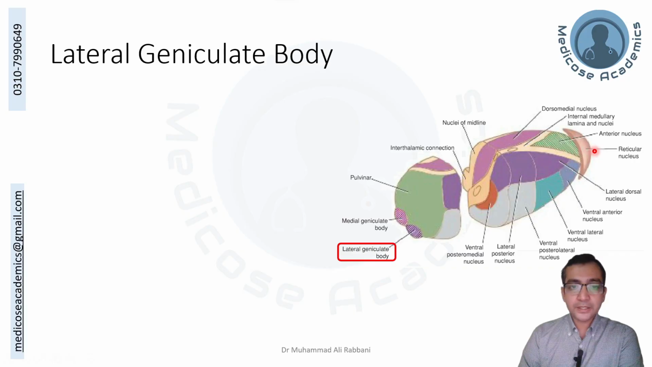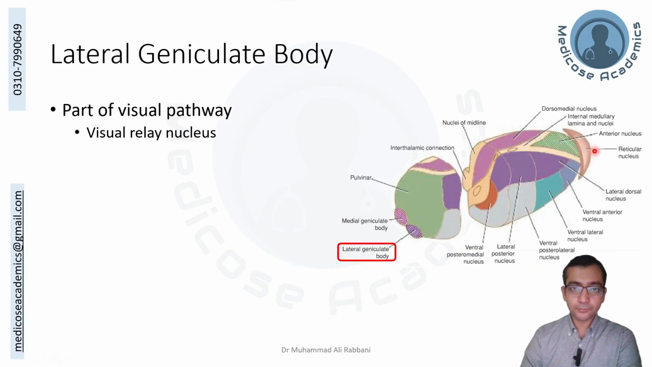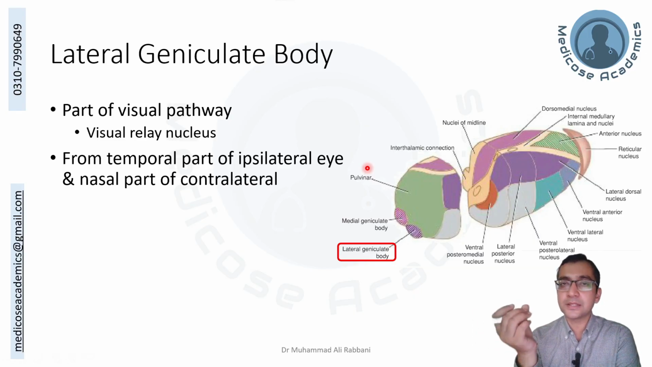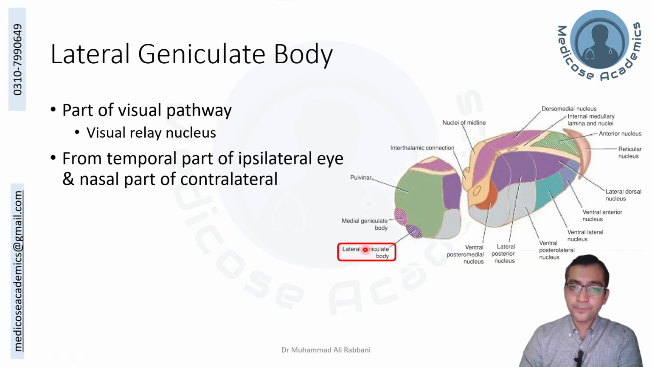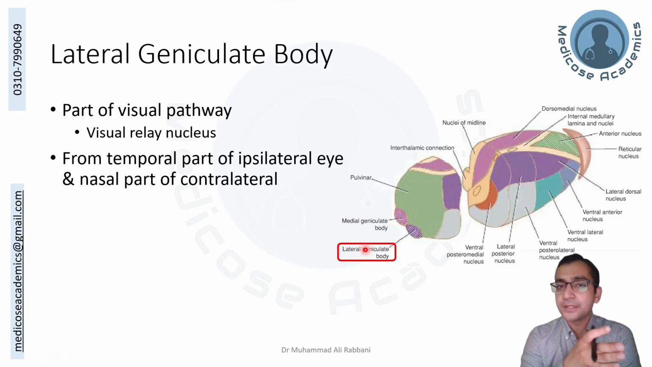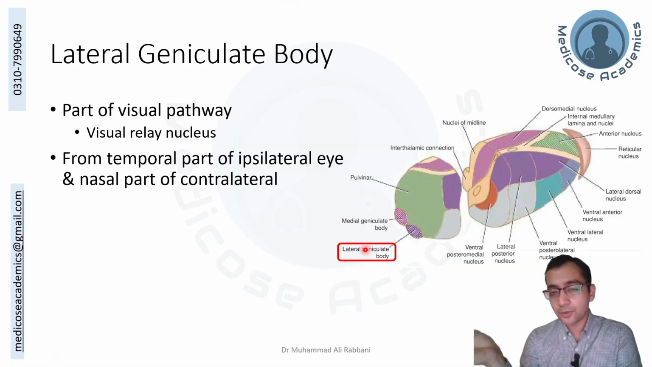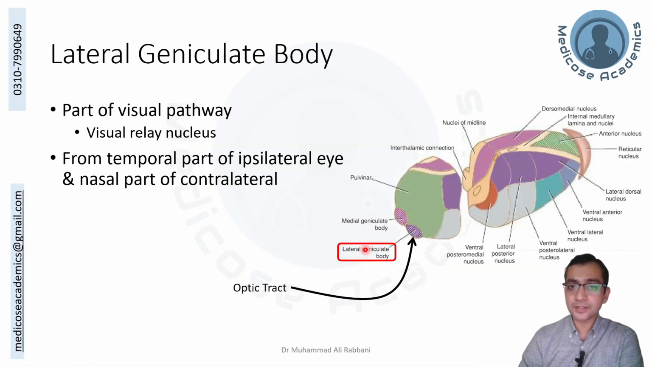The lateral geniculate body is the part of the visual pathway, the visual relay nucleus, and it gets signal from the optic tract for the contralateral field of vision. That translates to the temporal retina of the ipsilateral eye and nasal retina of the contralateral eye, and there will be opposite fields of vision, that will be nasal field of vision of the ipsilateral eye and temporal field of vision for the contralateral eye. And it gets its signals from the optic tract.